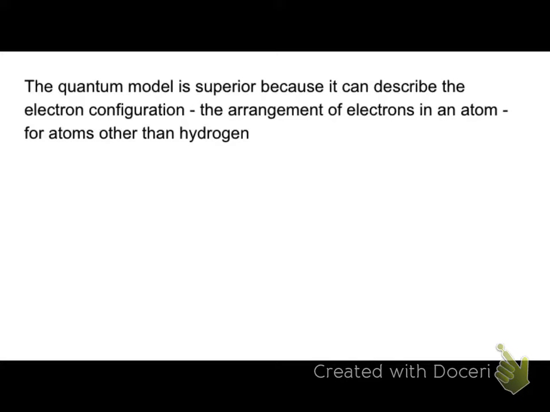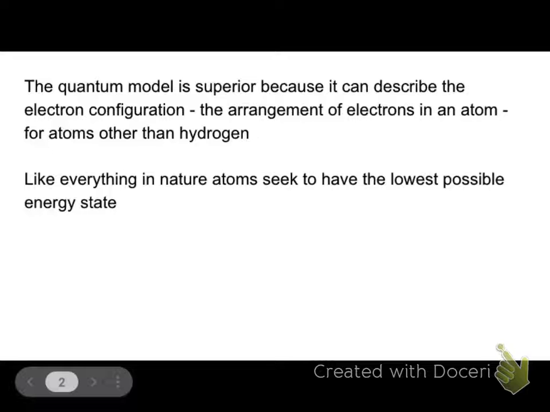So the quantum model that we just covered is superior to the other models that we've discussed because it actually allows us to describe the electron configuration for atoms that are not hydrogen. Okay, electron configuration is going to be the arrangement of electrons in an atom. So when I'm talking to you about electron configuration, what I'm saying is a way to describe how electrons are arranged in an atom. Okay?